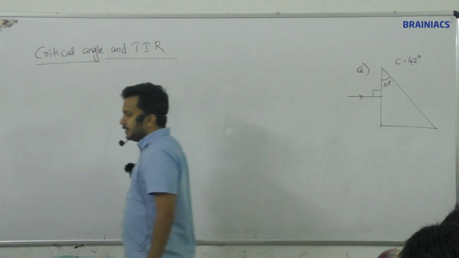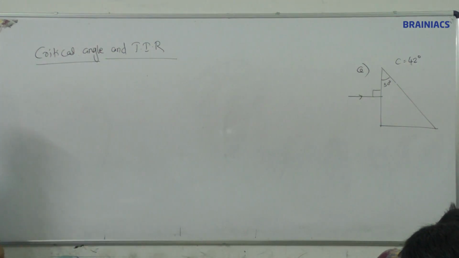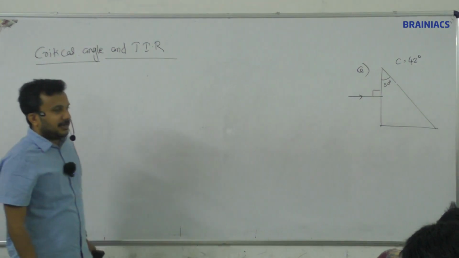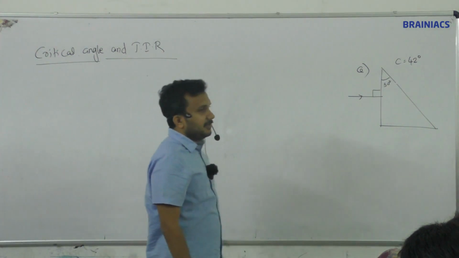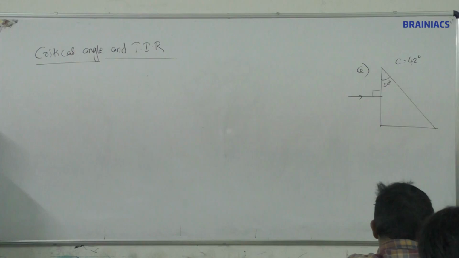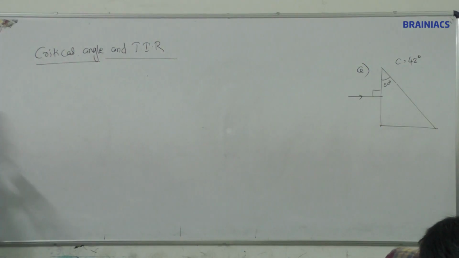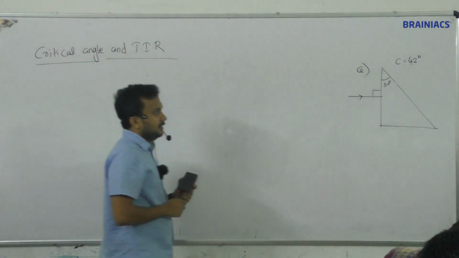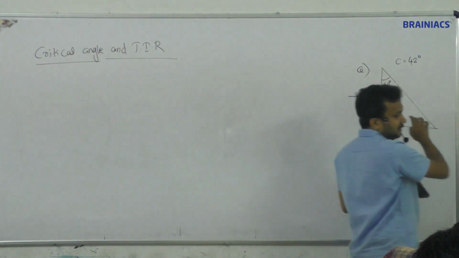How are you getting C? C is equal to sine inverse of the refractive index of the rarer medium divided by the refractive index of the denser medium. Here the rarer medium is air, and the denser medium is this glass material.